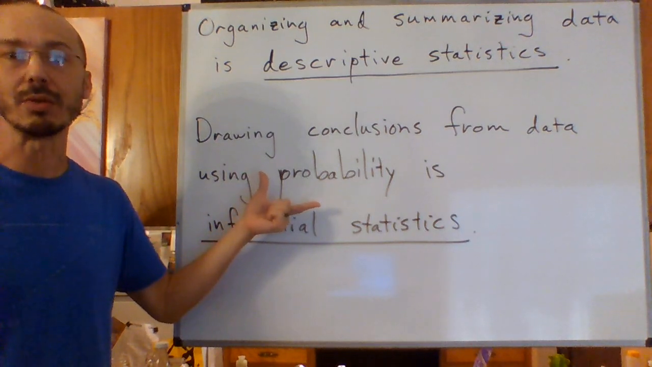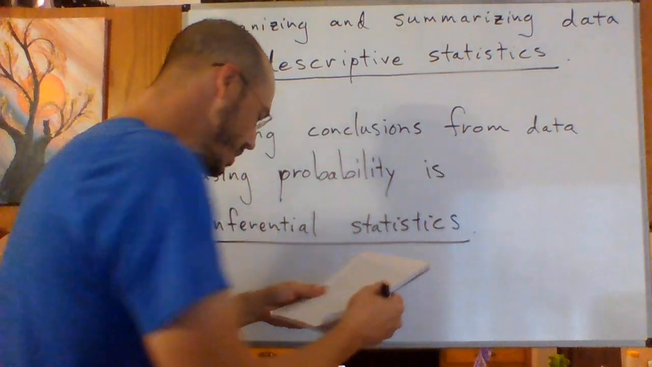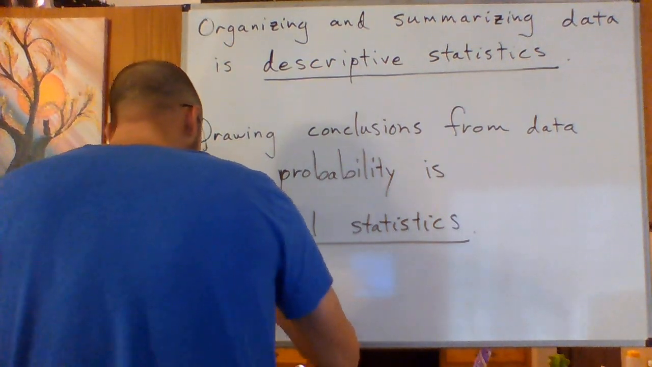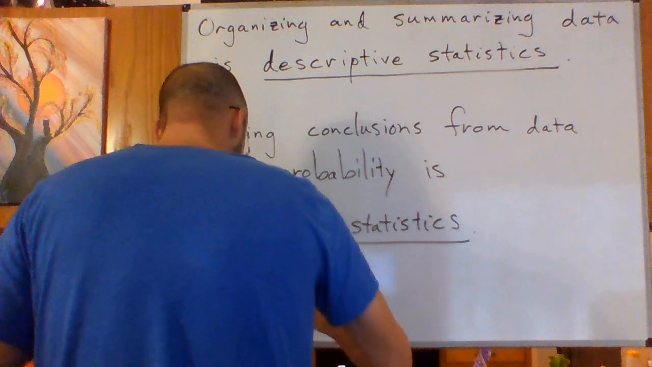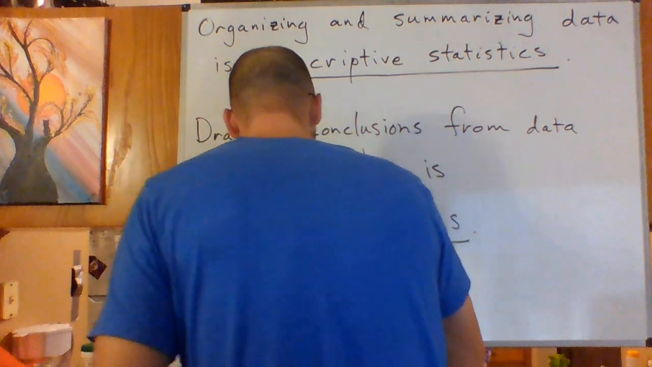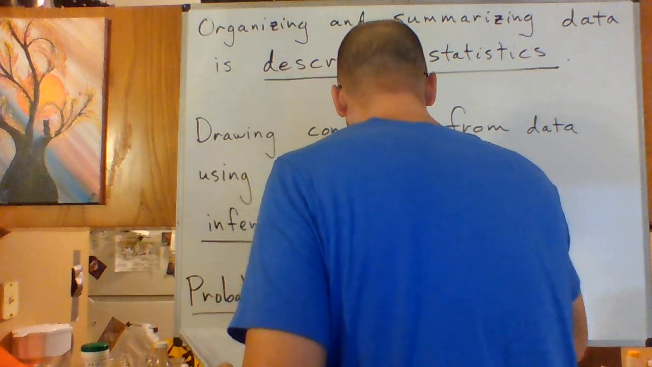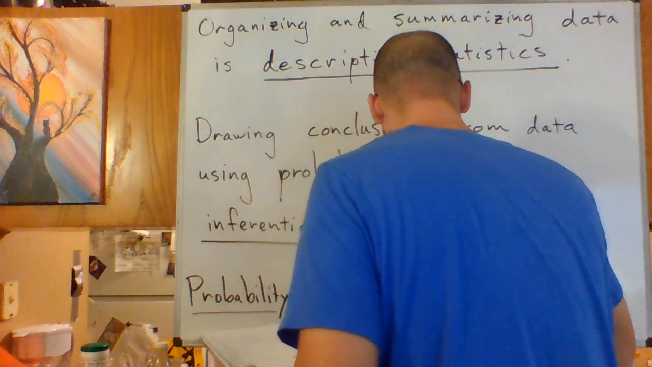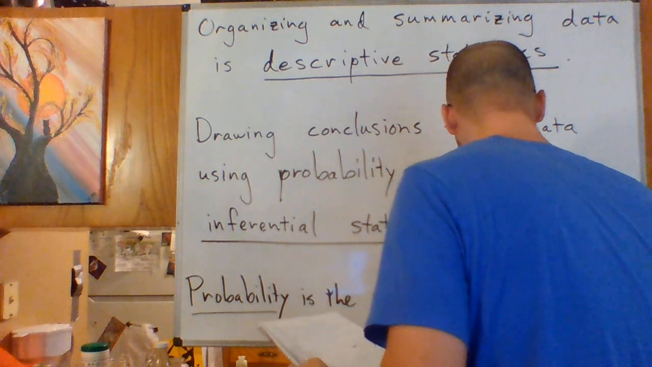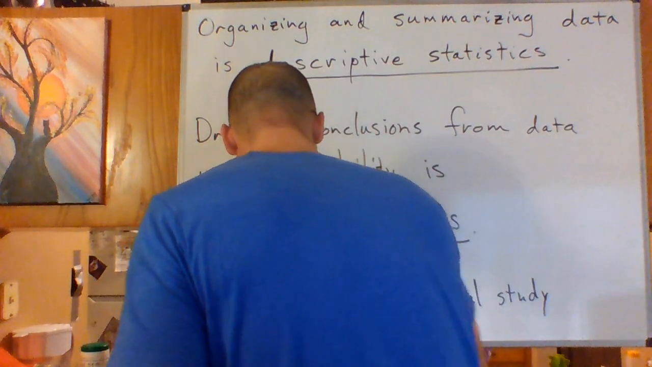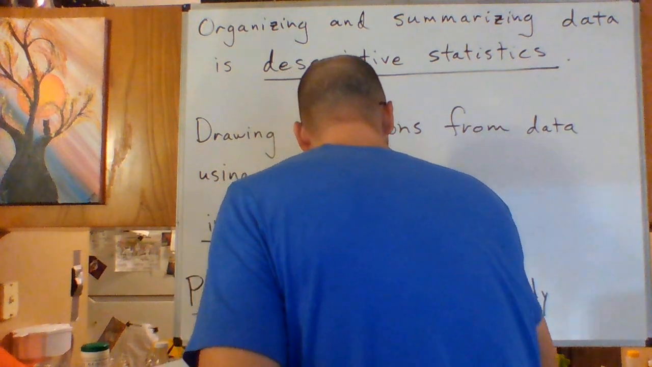So this is the tool. Probability is the tool that lets us do this, and probability is the mathematical study of randomness.